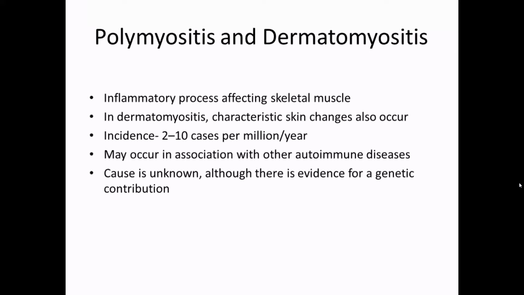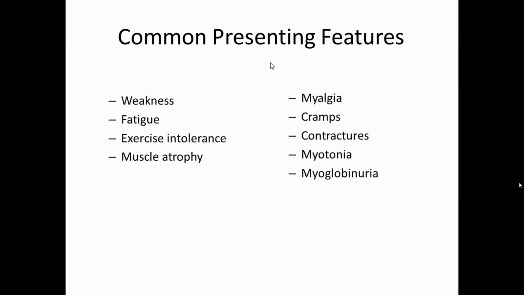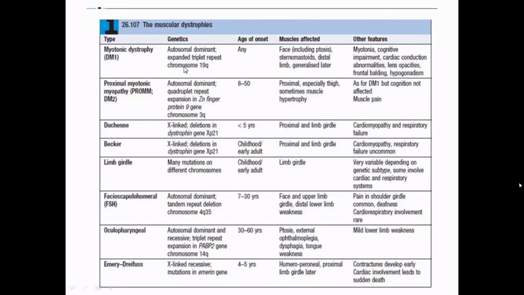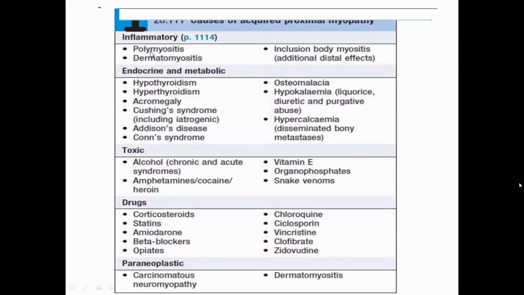So these are the diseases associated with inflammatory myopathy. Let us go back to this slide. So we can see what the inflammatory myositides are. In the second column, second row, that is polymyositis, dermatomyositis, and inclusion body myositis. So we will only go through these three diseases today.